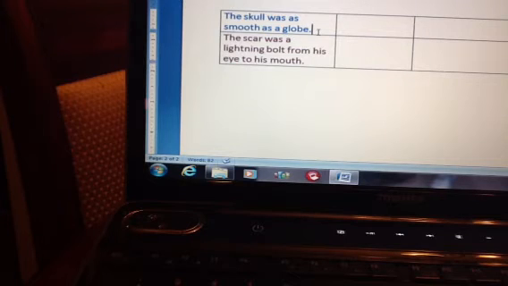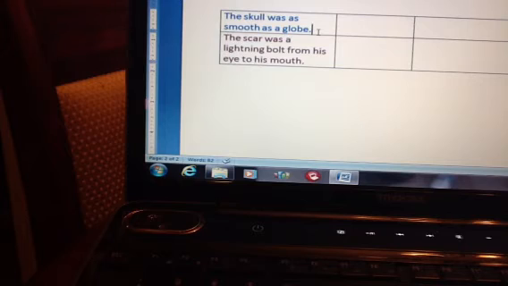Then, to take it to the next level, we as writers try to mimic these writing styles of great writers to help us become more proficient writers. Let's look at the next 2 very quickly. The skull was as smooth as a globe. Of course, that's a simile. As smooth as a globe is the indication that it's a simile.